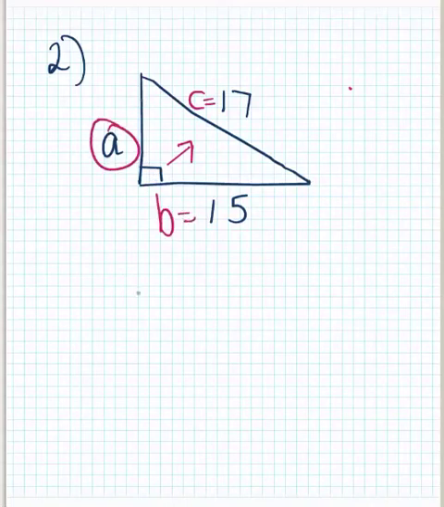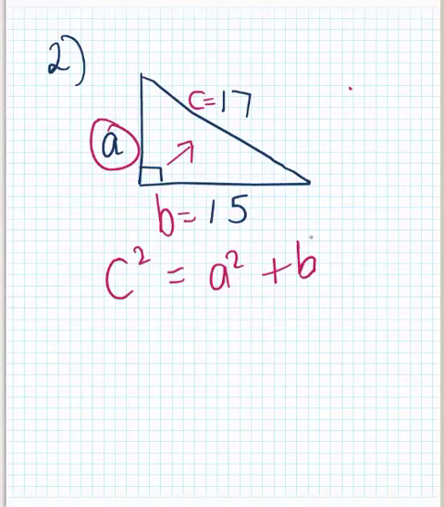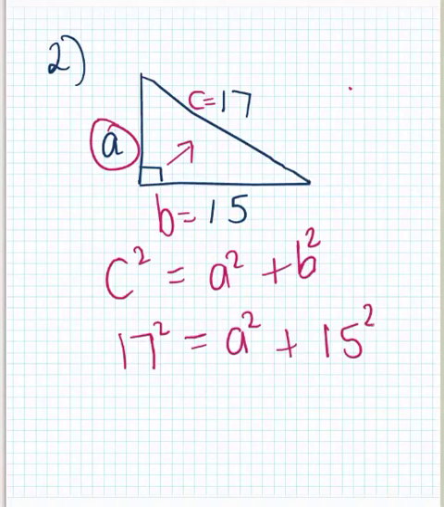Now, first step, write the formula. C squared is equal to A squared plus B squared. And now substitute the values that we have. So C is 17 squared. Now, A squared, we are trying to find A, so A squared is still there, plus B squared, but B is 15. Now, once you have substituted the values in, you have to solve for the unknown variable. Instead of C now, we have to solve for A squared.